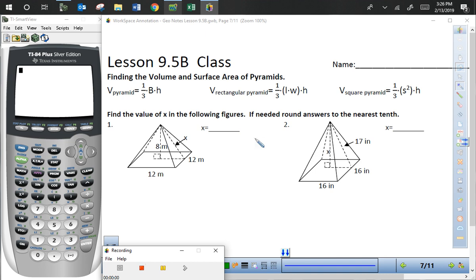Alright folks, today we're going to be learning about the volume of pyramids. So you will need a calculator and your cheat sheet out. Make sure you have those so you're ready to work with this video on practice here.